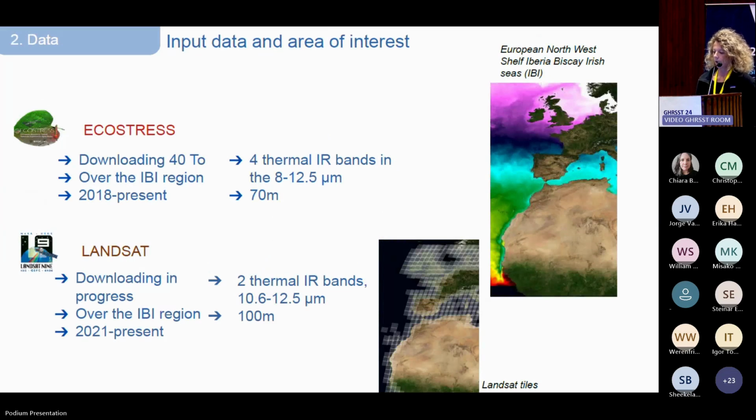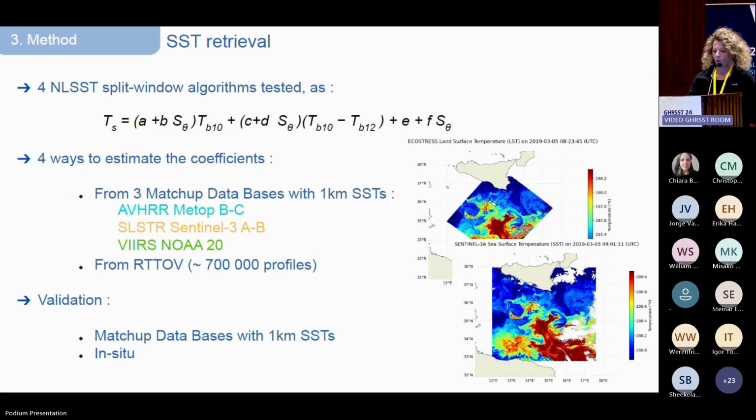So first, we have chosen a quite small area presented here on the right-hand side panel. And ECOSTRESS and Landsat 9 data have been downloaded and pre-processed. We have tested several nonlinear SST algorithms such as the one you can see here, and several ways to estimate the coefficients. And we have also set up the validation in terms of MDB and in terms of collection of in situ measurements.